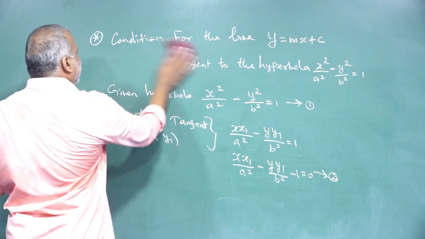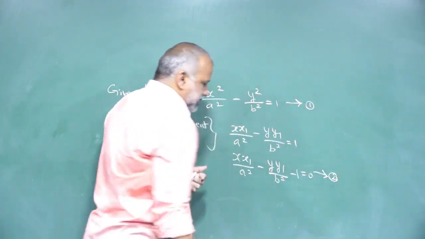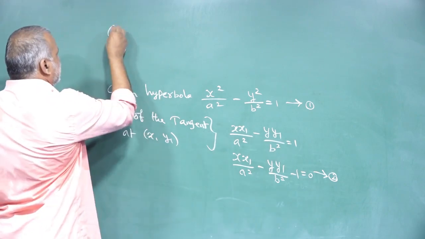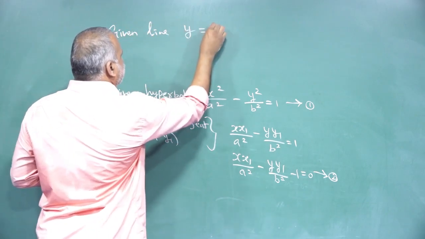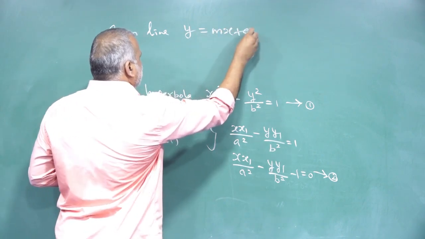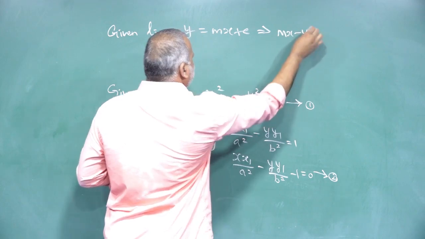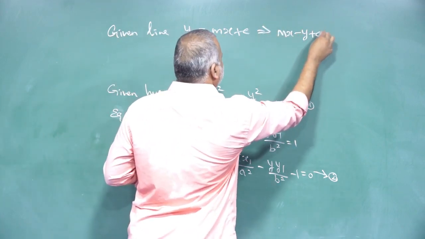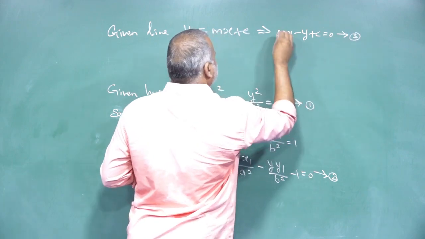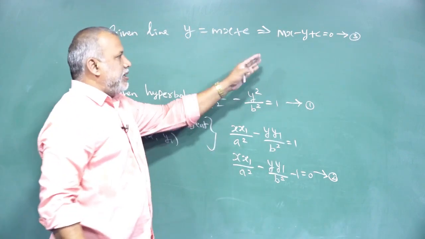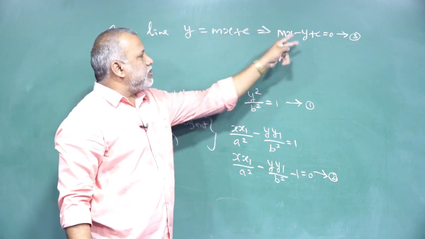Then the equation of the given line. What is the equation of the given line? That is nothing but the given line y equal to mx plus c. So rearrange this one. We can get mx minus y plus c equal to 0. Say this is equation number 3. So compare with the same one, y equal to mx plus c. Convert into the same sign. We can get mx minus y plus c.